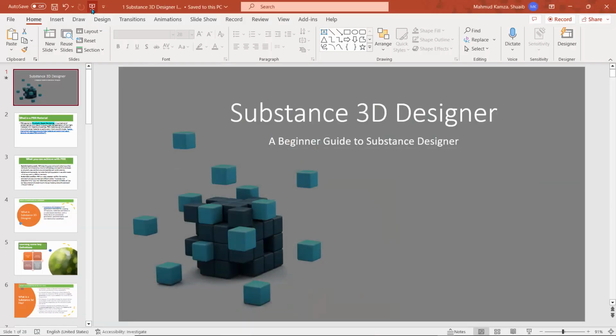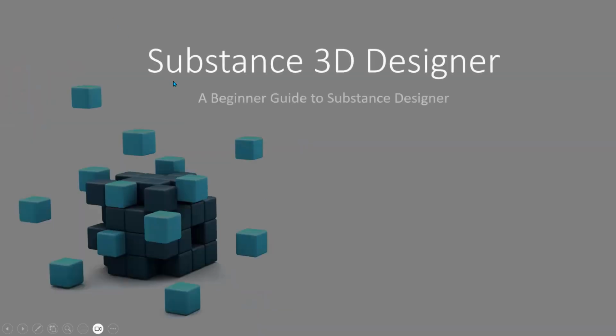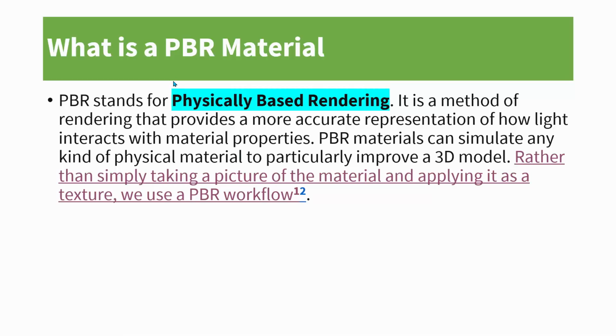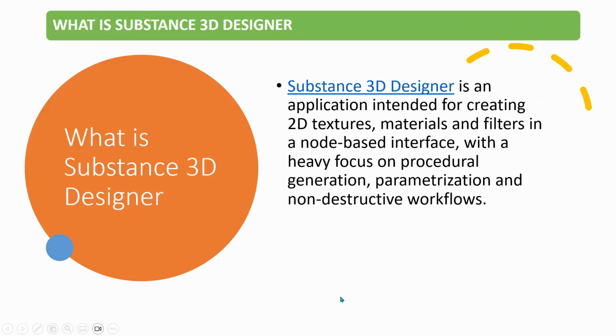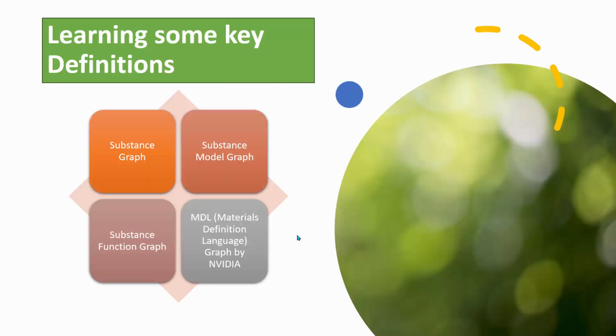So let's quickly go over this slide, and like I said, I'm going to have this slide available. Again, I explained that PBR is a method of rendering that gives you a representation of what light is. It allows you to create realistic looking assets that react to the lighting system of your environment, so you don't have to recreate the textures for a dark scene or the textures in a cave. And Substance Designer is a software that allows you to create 2D textures, materials, and filters in a non-destructive way, as we've seen in that example.